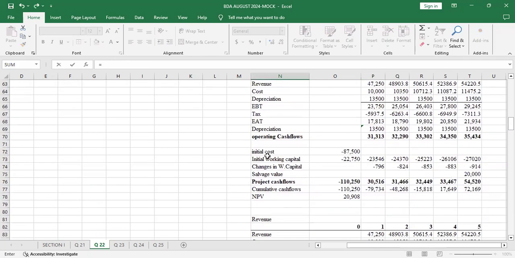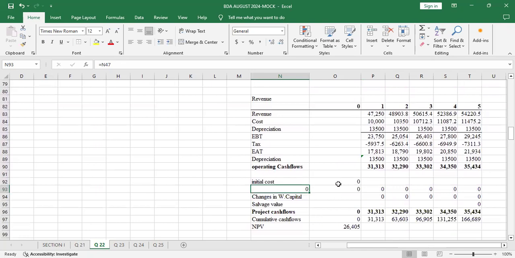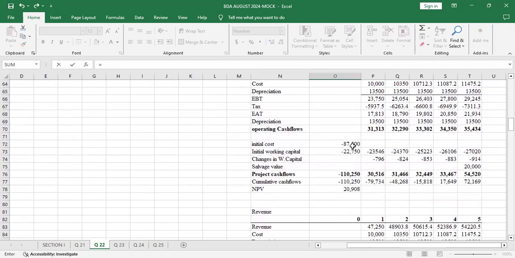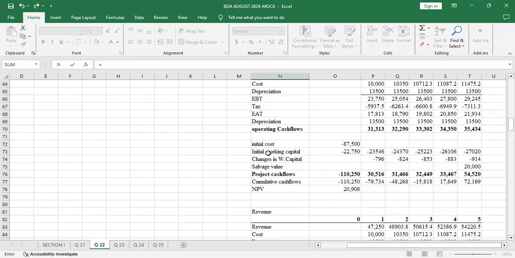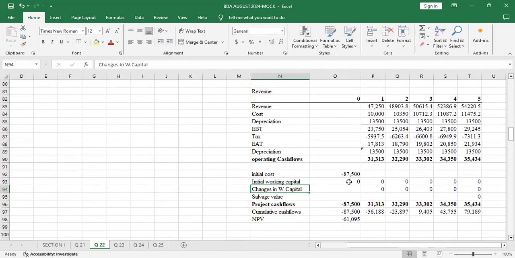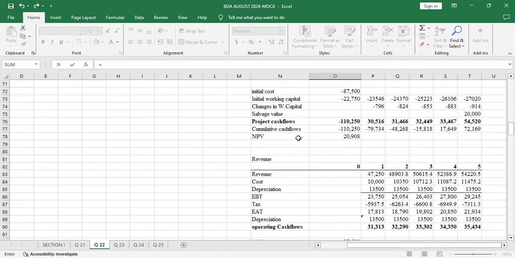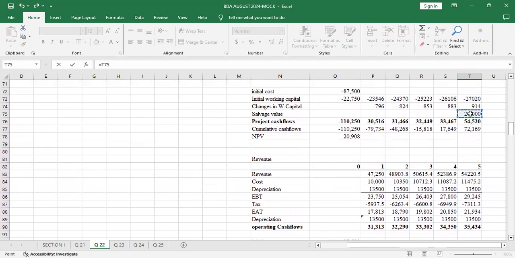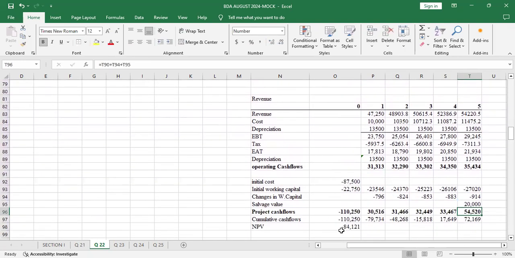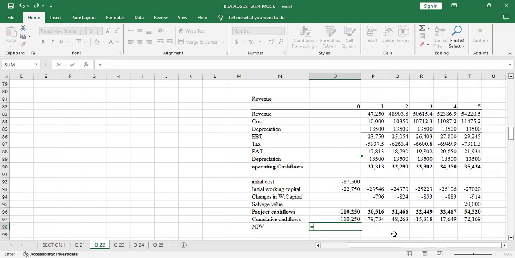We come to initial cost, 87,500. Then we have the initial working capital also. We are just copying this information before we do the actual sensitivity. I think everything has changed all the way. The salvage value, I'll also pick that. I think those values are correct. So the NPV is what I'll have to calculate again.